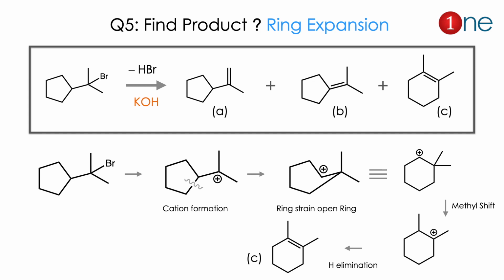On that one, a secondary cation is there. There is a possibility of a tertiary cation if there is a methyl shift. So the methyl group is shifted there. Thereafter hydrogen elimination will happen. So you have the dimethyl substituted alkene there. So C is the main product here.